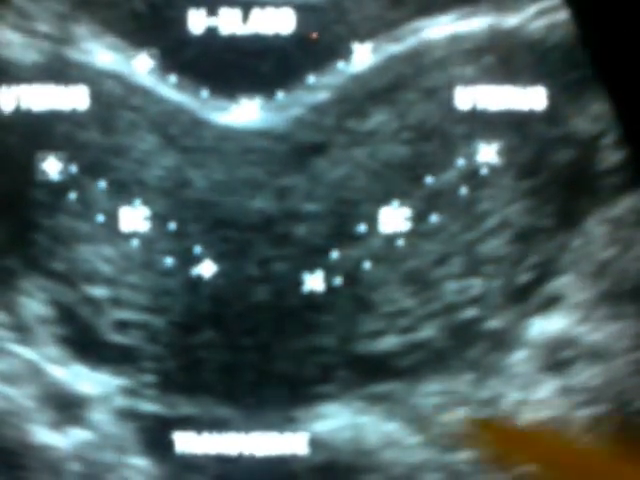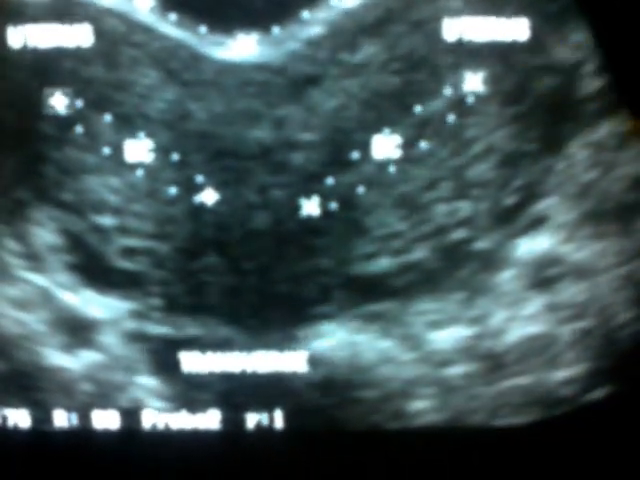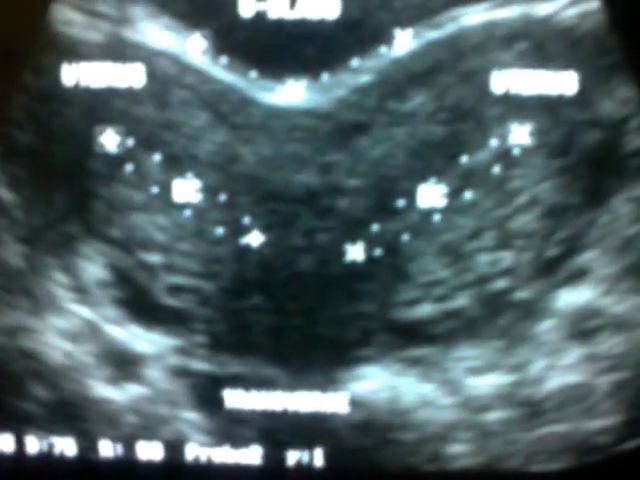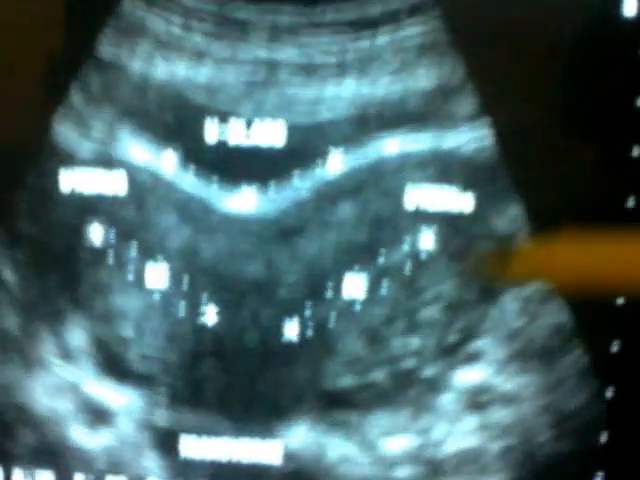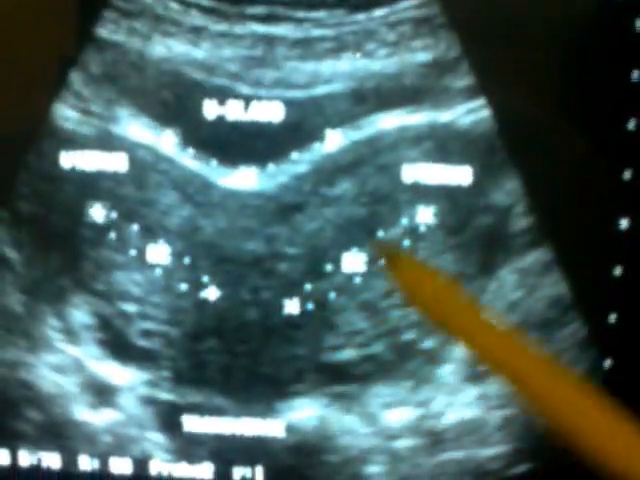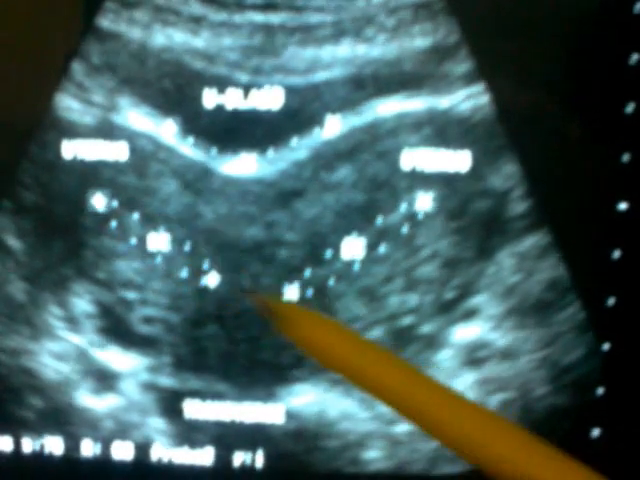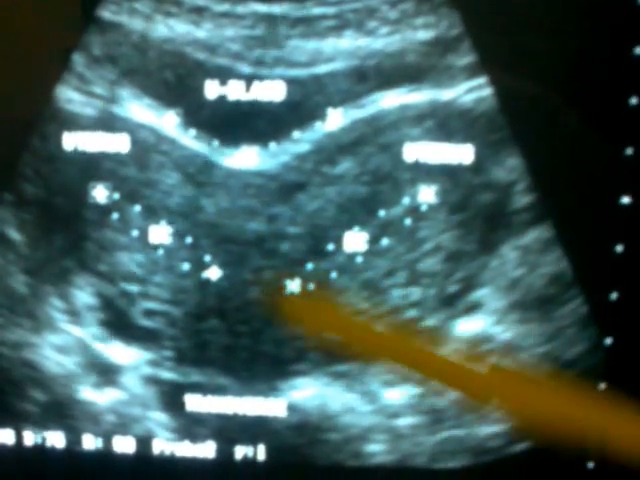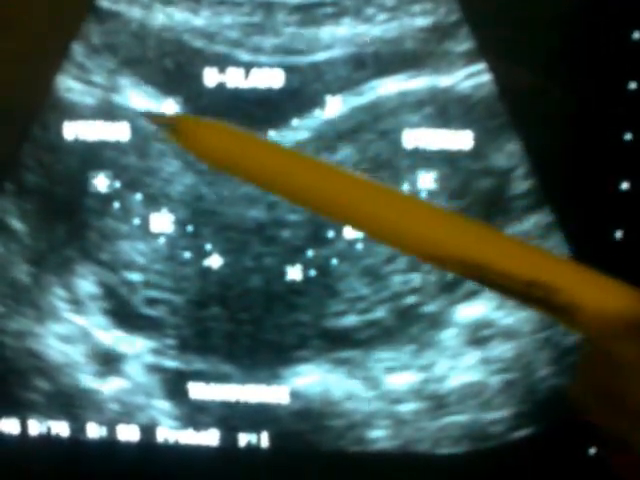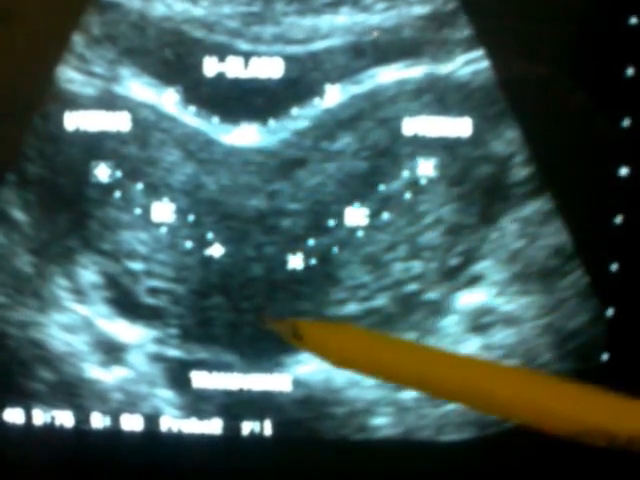This is the uterus in transverse section. This is not the longitudinal section, because these pathologies you will be seeing mostly in transverse section. So you see that we see a clear central endometrial canal that has an indentation at the fundal region down.